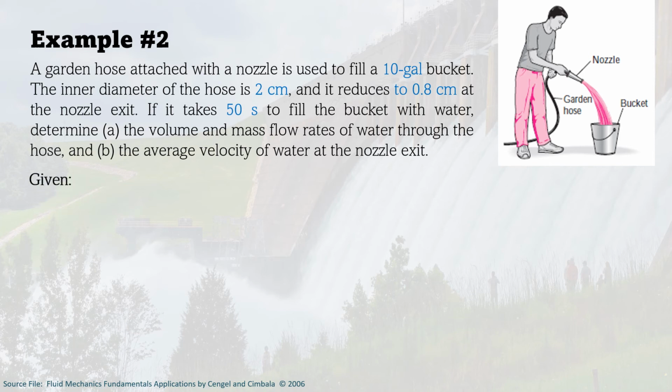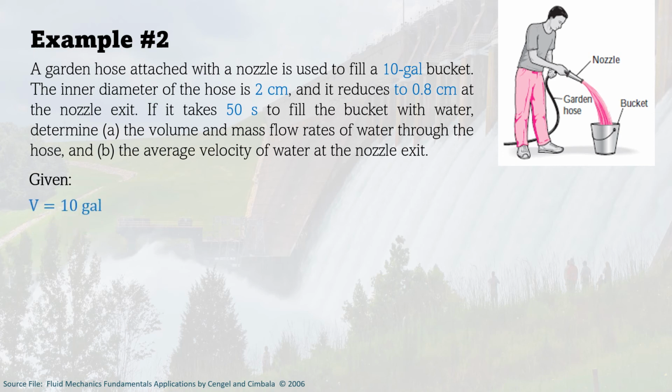So this is the illustration. We have a hose which has a diameter of 2 cm, and then we have a nozzle here which reduces it to 0.8 cm diameter at the exit. It is used to fill this bucket, which is 10 gallons in volume. It takes 50 seconds to fill this bucket, and we are looking for the volume flow rate, the mass flow rate, and the average velocity of water at the nozzle exit.